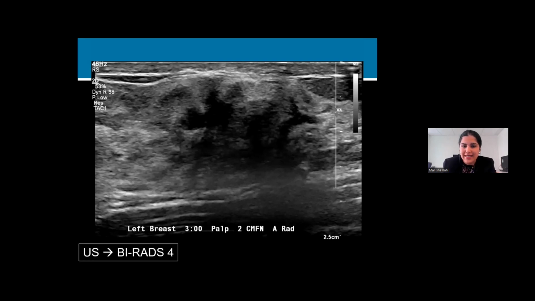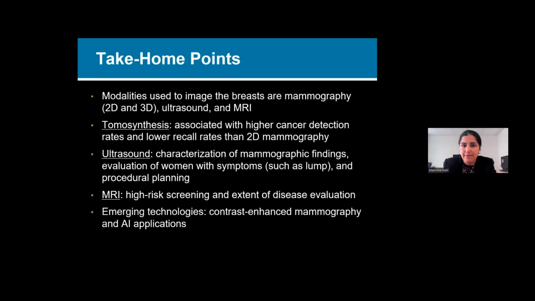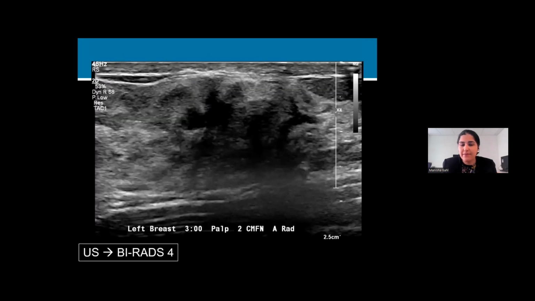Biopsy was done, and it yielded diabetic mastopathy. Diabetic mastopathy is a benign condition. It's non-cancerous. It develops in women who have long-standing insulin-dependent diabetes.